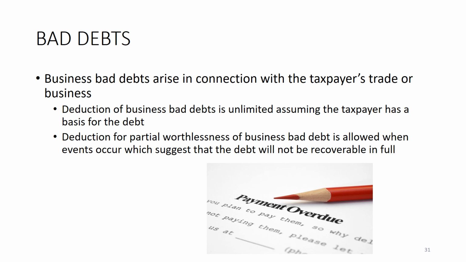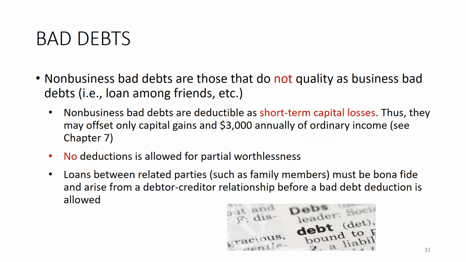Bad debts. Bad debts arise within the taxpayer's trade or business, and they must be business related. Otherwise, they would be treated as a personal bad debt. A business bad debt is deductible when it is incurred. You can get an unlimited deduction for the full amount of the debt, as long as you have basis in that debt. And you could also take a deduction for partial worthlessness. So it's very different than a non-business bad debt.